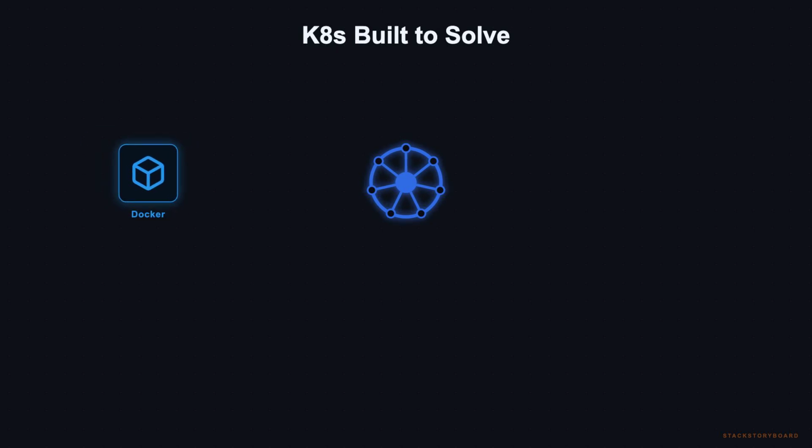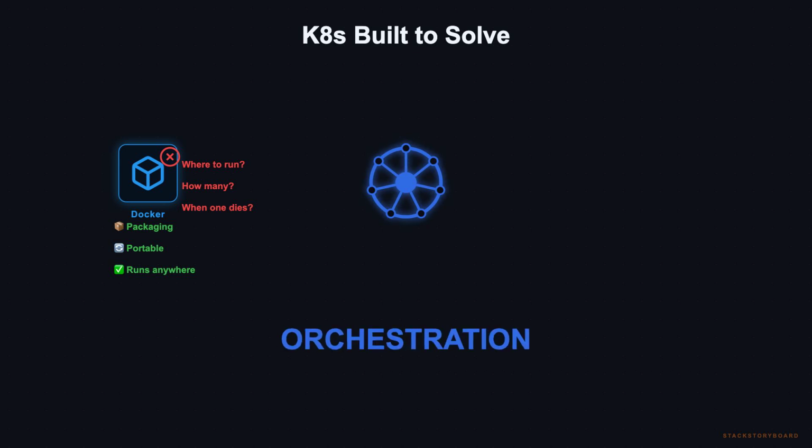You already know Docker. It solved packaging. Your app runs in containers. It's portable. Great. But Docker doesn't tell you where to run those containers, how many to run, or what to do when one dies. That's orchestration. And that's what Kubernetes does.